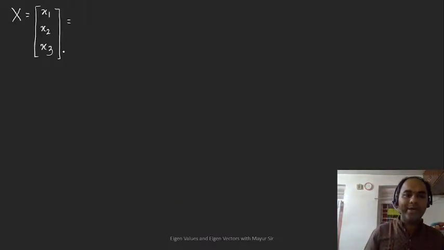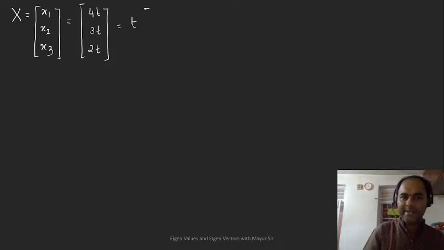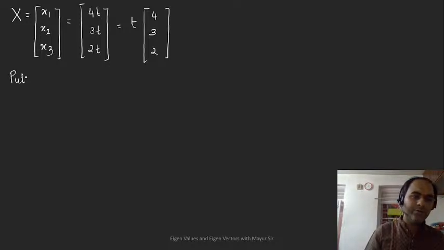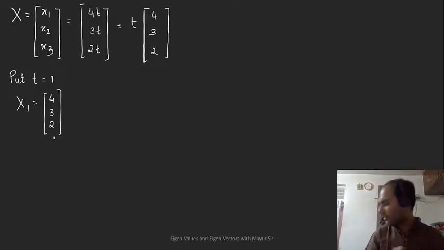Now when you go to write your answer, you have 4t, 3t, and 2t. This is the thing, and you take t common as a scalar, so you get 4, 3, and 2. Here you put the value for t equal to 1, then you get capital X1 is equals to 4, 3, 2. Okay, this is your first eigenvector.